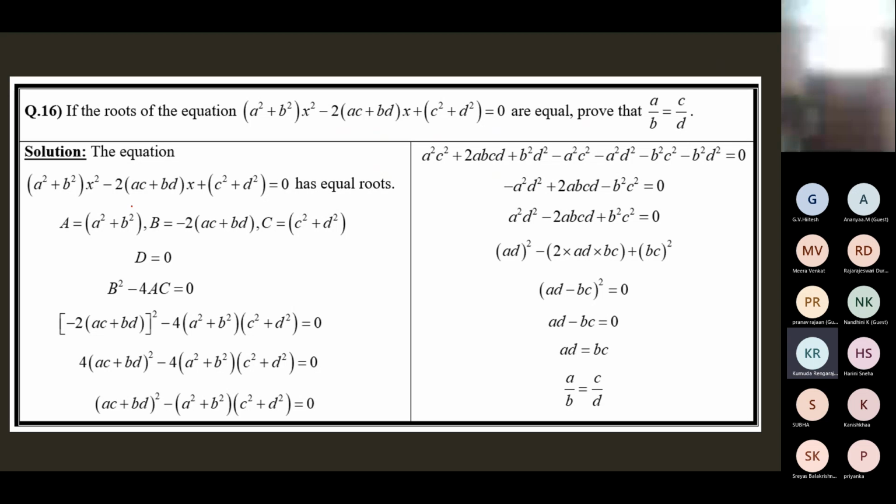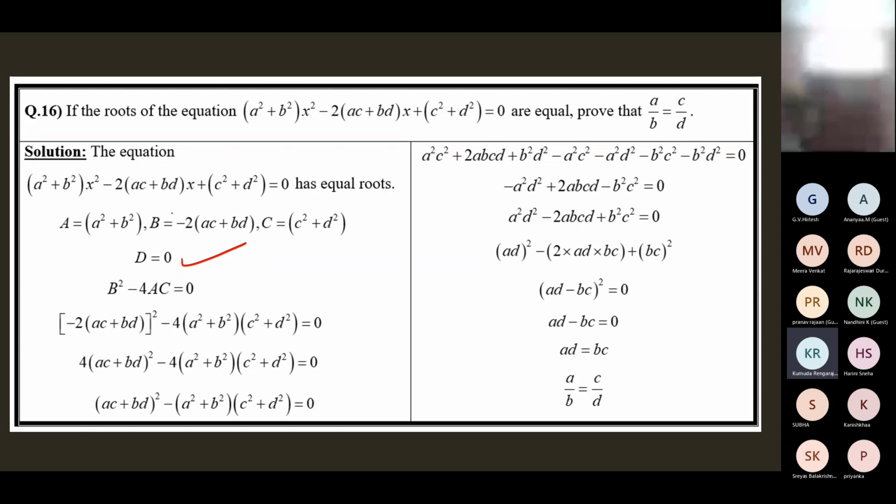So again, the equation has equal roots. These are the values of a, b, and c. Now you know how to get them. You should take it with the sign: minus 2 into (ac plus bd) is b, along with the sign if it's negative. And d is equal to 0 because the roots are equal. So b square minus 4ac is equal to 0.